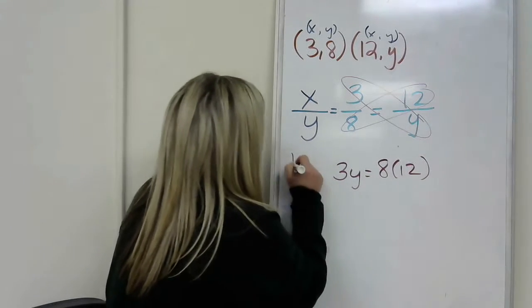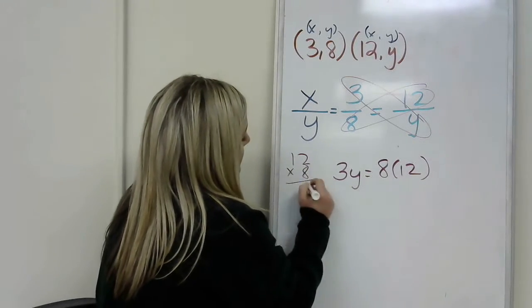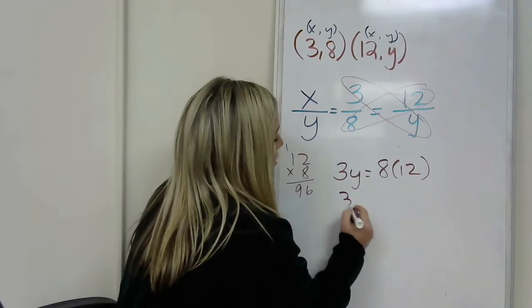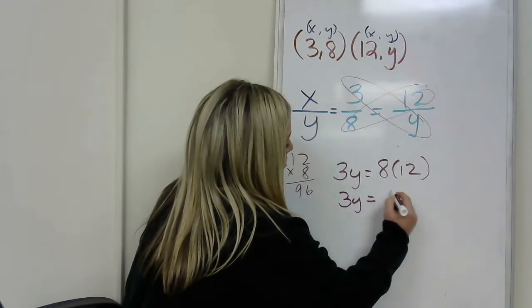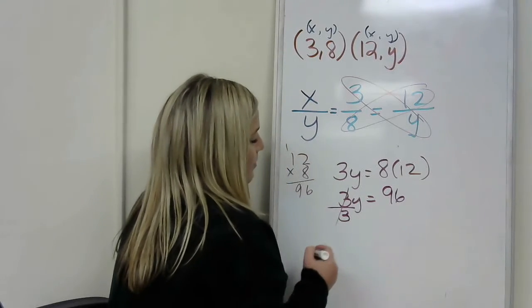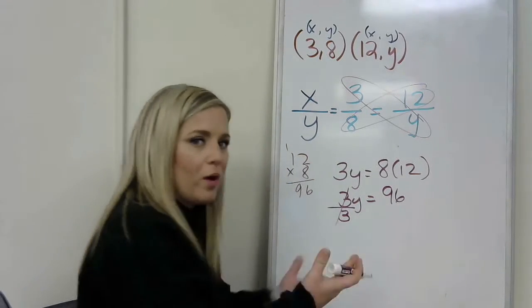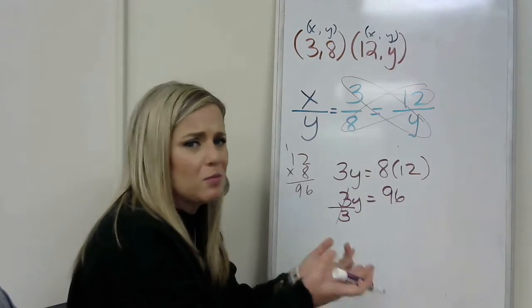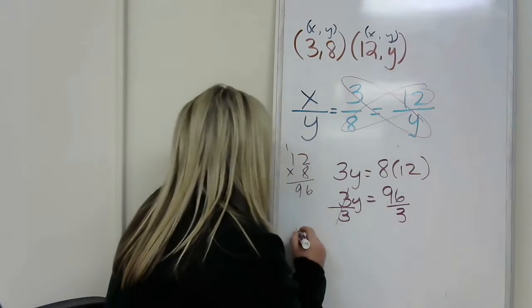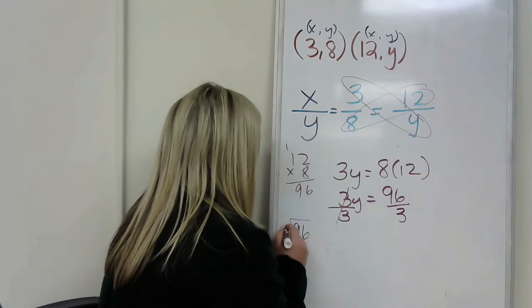All right, now if I come over here and do 12 times 8, 16, that's 96, like I said. Okay, so we do 3y is equal to 96. Now divide by 3. 3 divided by 3 is 1. So 1y, anything times 1 is itself, so 1 times y is going to be y. And we've got to divide over here by 3. So 96 divided by 3.